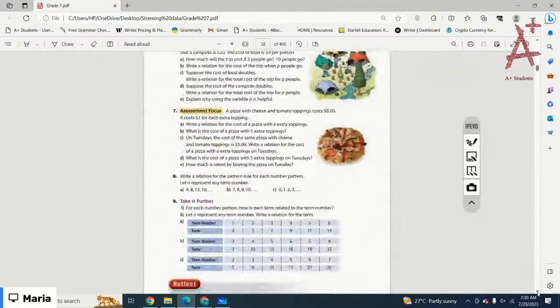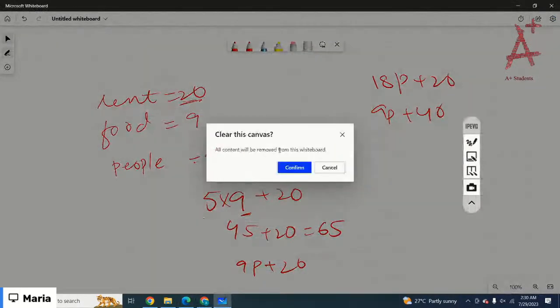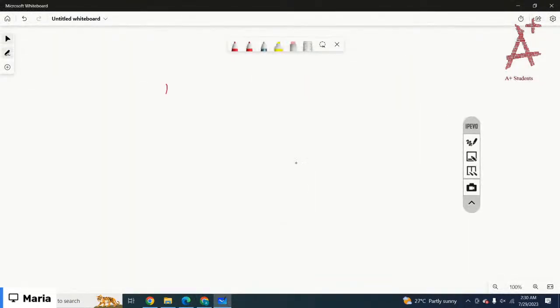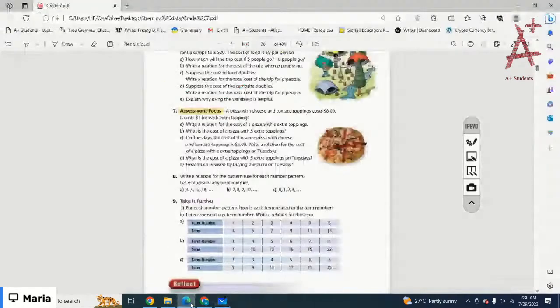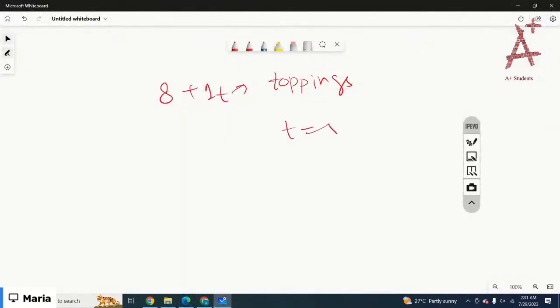So the equation is, 8 is the cost plus 1 per extra topping, so it would be 8 plus 1t, where t represents the number of toppings, right? Okay, the next one is what is the cost of the pizza with 5 extra toppings? Okay, if you have t equals 5, it would be 8 plus 1 times 5, that would be 8 plus 5 equals $13, right? So if you did 5 toppings, the cost of the pizza is $13.